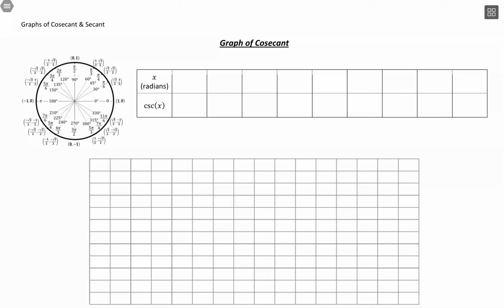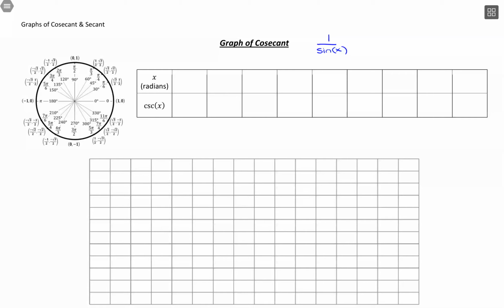All right, so what we're going to do here is look at our graph of cosecant and also talk about some of the behaviors of the graph. Something we want to keep in mind is that cosecant is the reciprocal function for sine. So what we can do is use 1 over sine for this function, or think of it as if you have the value for sine, then you just switch the numerator and denominator.